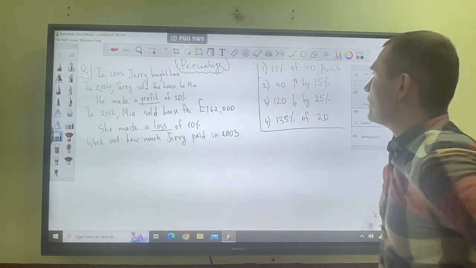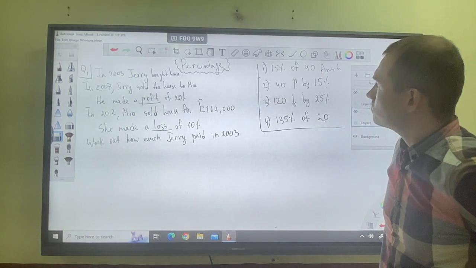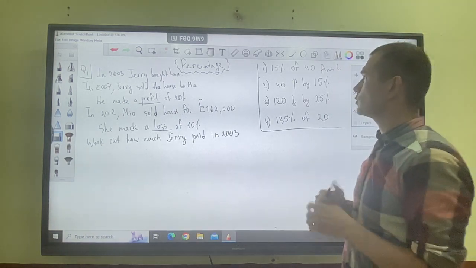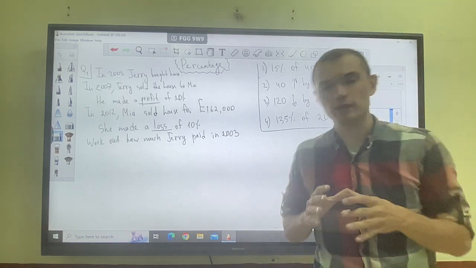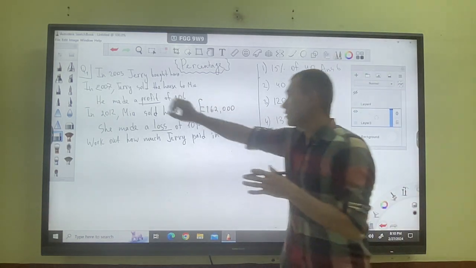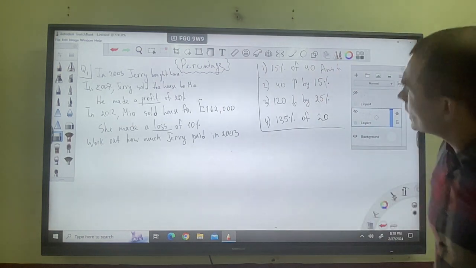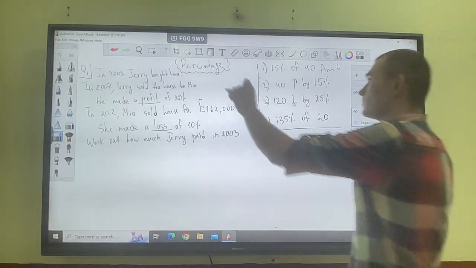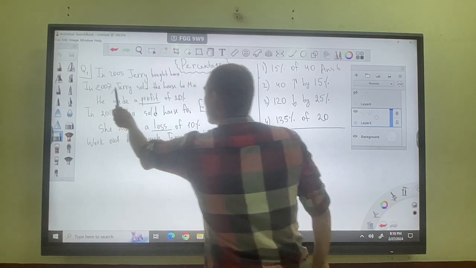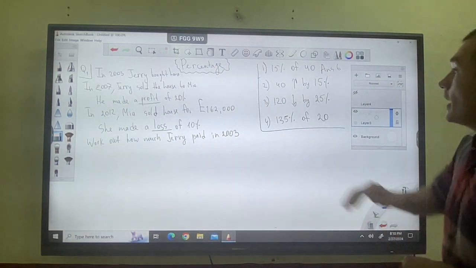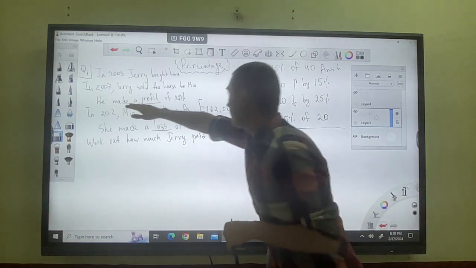In 2003, Jerry bought the house. Just want to tell you, it's really important to get any information from any sentence. For example, we know that in 2003, Jerry bought the house. Okay, good. I'm really happy for him. In 2007, Jerry sold the house to Mia. Wow, nice deal. And moreover, he made a profit.